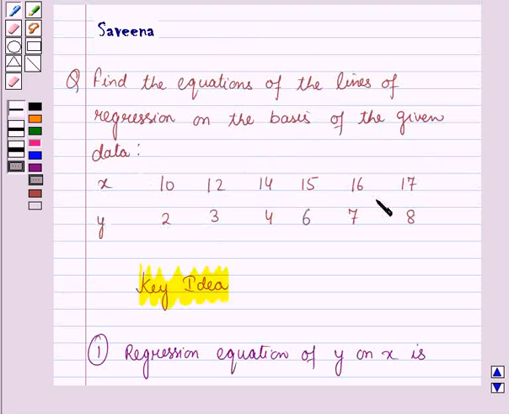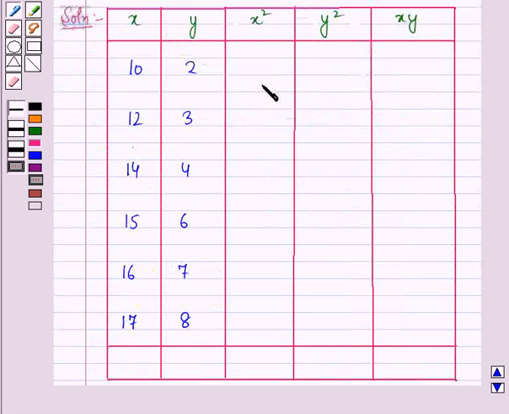First of all, we will draw a table for this given data. So we have drawn a table for the given data. And here in the first column, we have written different values of x. In the second column, different values of y. Then in the next column, we will find x square. In the next column, we will find y square. And in the last column, we will find xy, that is x into y.